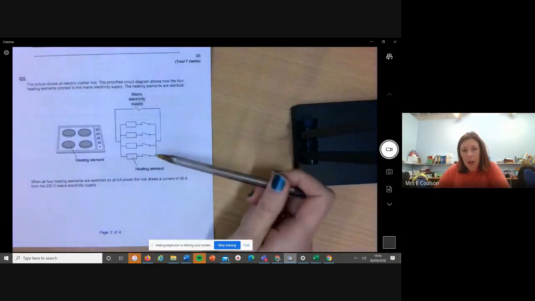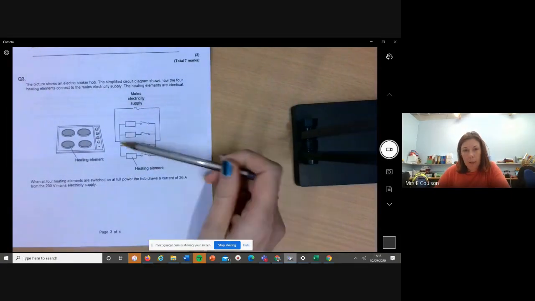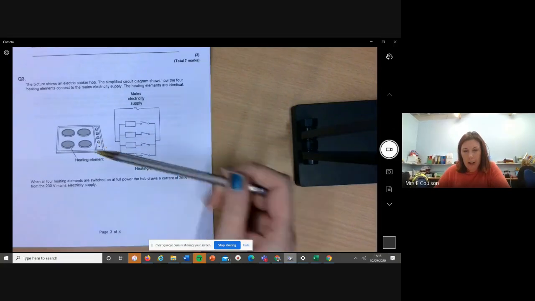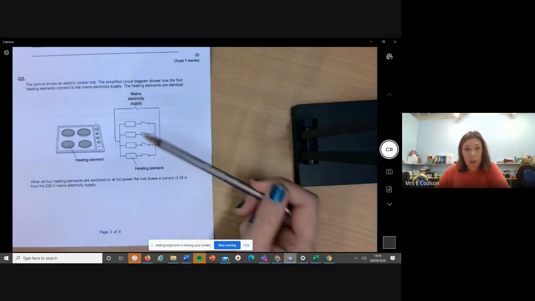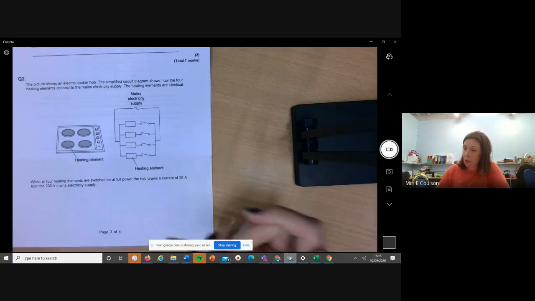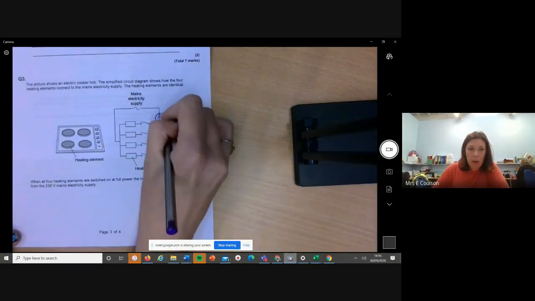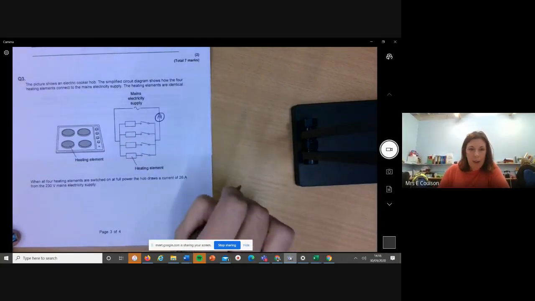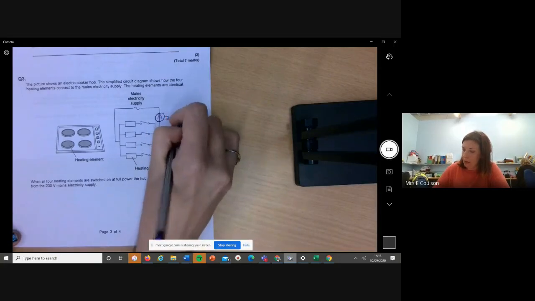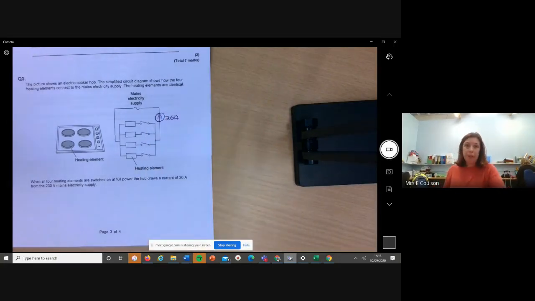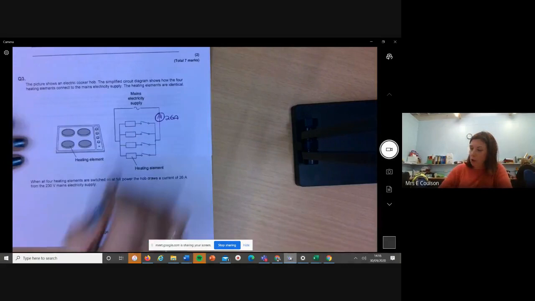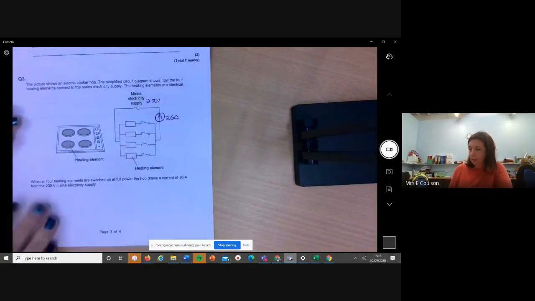Okay, so basically you can turn them on. These switches are what's on the knobs on the side of the heating elements. That's what you're doing. You're just switching them on. And it says when all 4 heating elements are on, there is a current of 26 amps. So really high current there. And then it tells you it's got a 230 volt main supply.